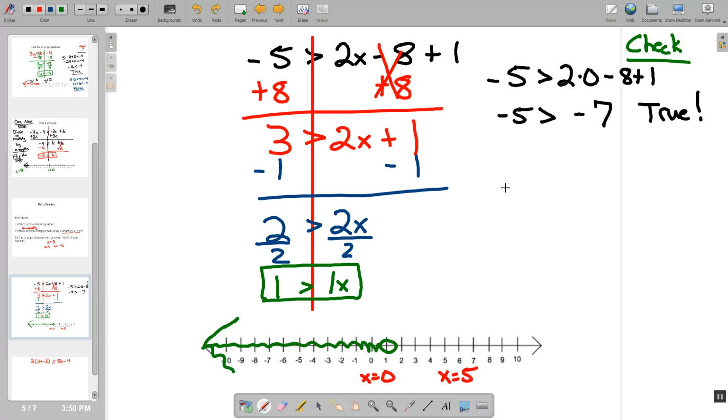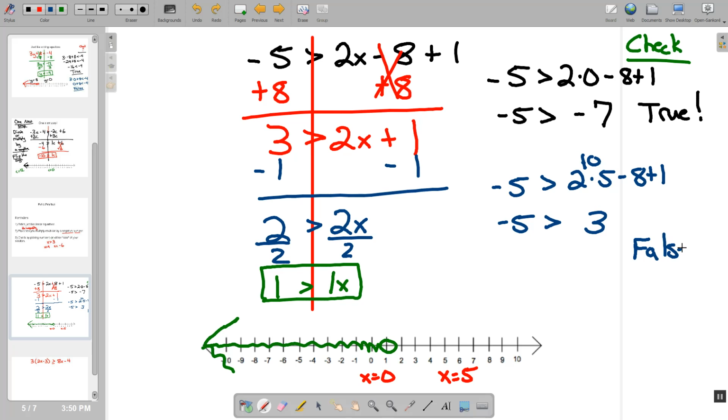I picked 5. So negative 5 is greater than 2 times 5 minus 8 plus 1. Well, this is 10. 10 minus 8 is 2. 2 plus 1 is 3. Negative 5 is not greater than 3, so this is false, which is what we wanted it to be. Therefore, we are pretty certain that our answer must be correct.